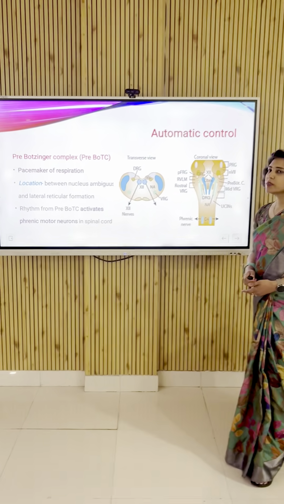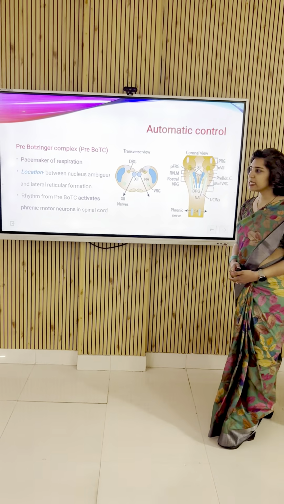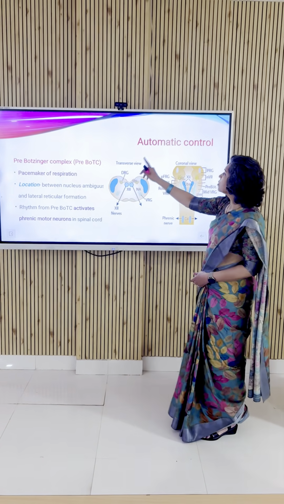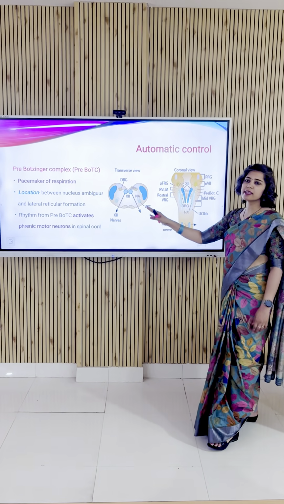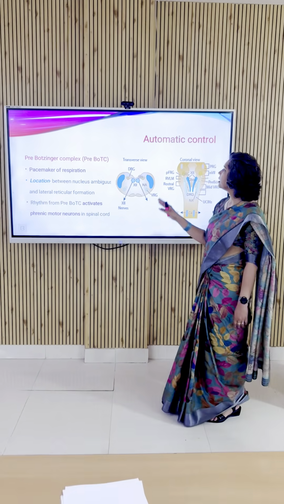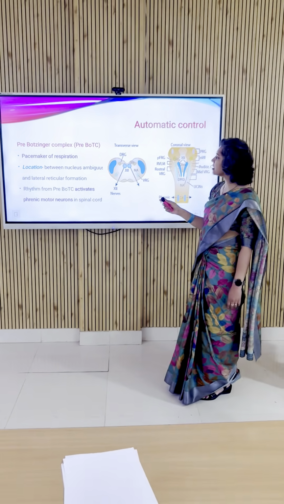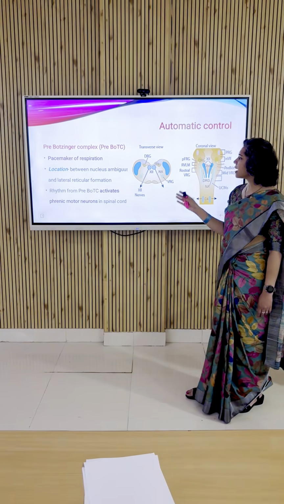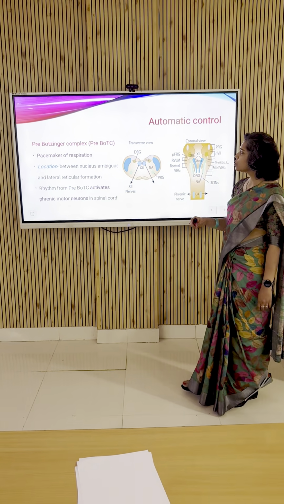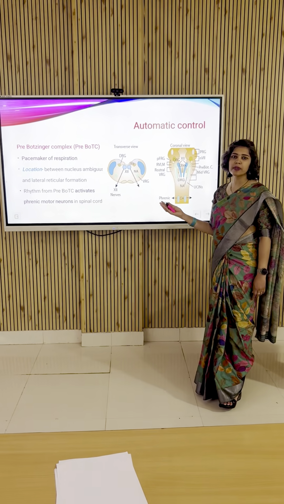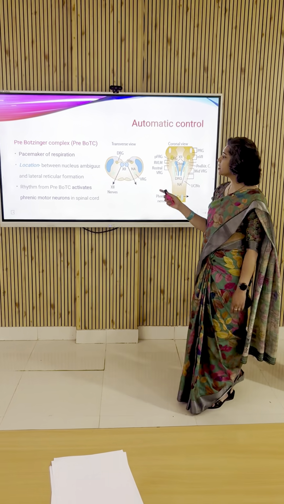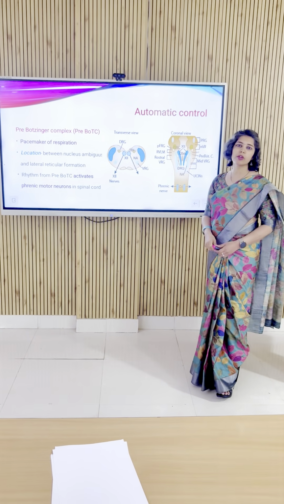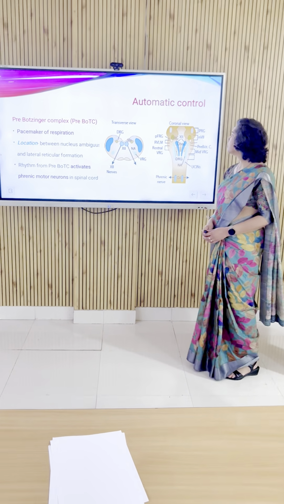So let's begin with the automatic regulation of respiration. Pre-Bötzinger complex. This pre-Bötzinger complex is called the pacemaker of respiration, and it lies in the medulla oblongata, precisely between the nucleus ambiguus and the lateral reticular formation. So why is it called the pacemaker of respiration? Because rhythmic drive from this pre-Bötzinger complex activates the phrenic motor neurons that are located inside the spinal cord.